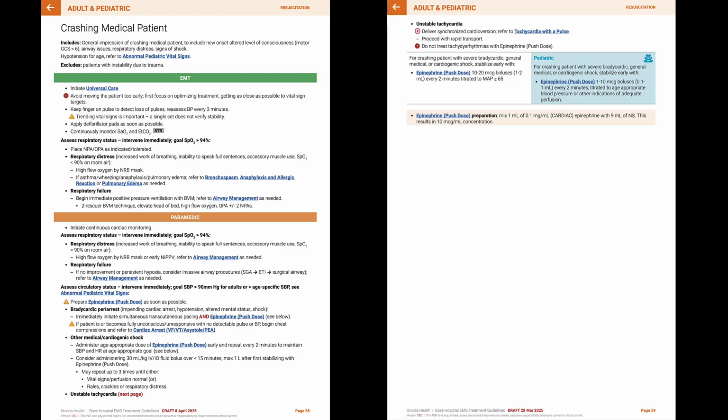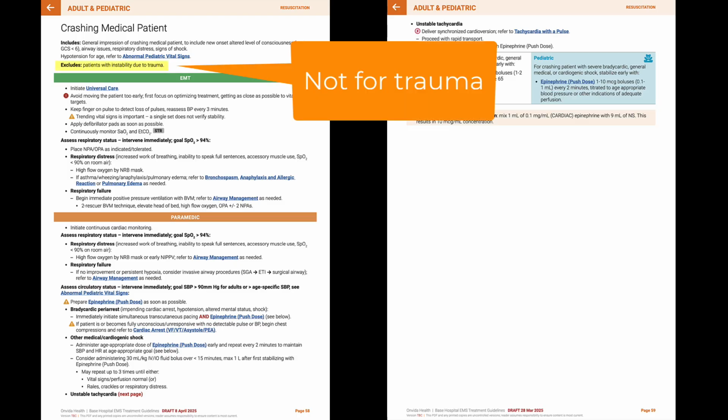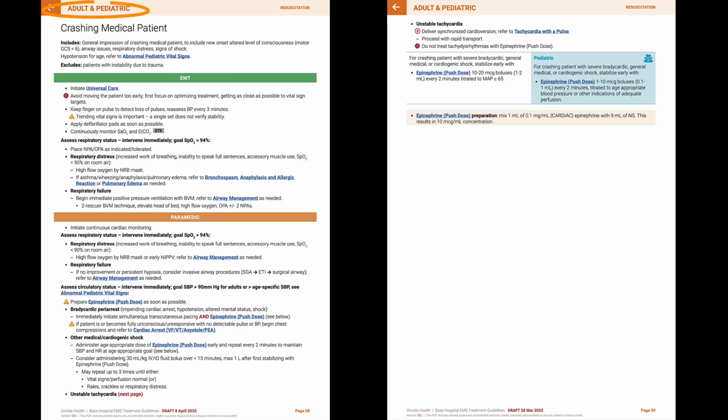So let's break it down. First off, this is only intended for medical conditions, not patients who are crashing because of trauma. On the other hand, it is designed for all ages. You're going to recognize a crashing patient by features such as inability to follow commands, airway and breathing problems, and obvious circulatory collapse. Right up top, we set the tone by prompting you to prepare to manage the situation on scene rather than moving the patient too early.